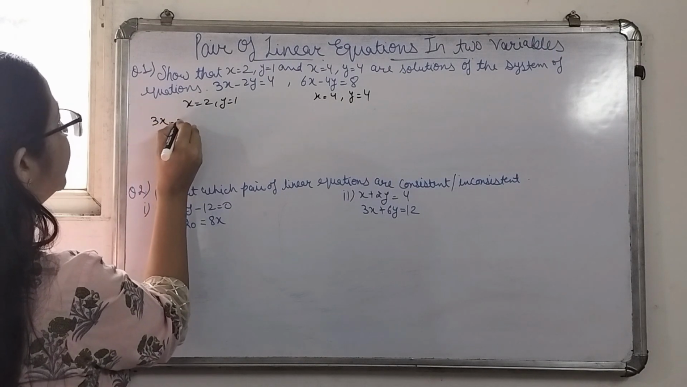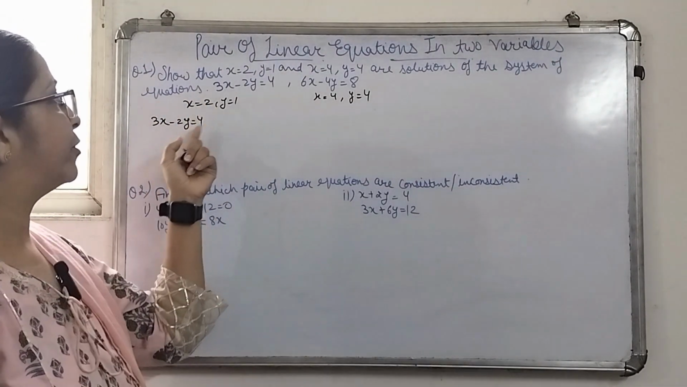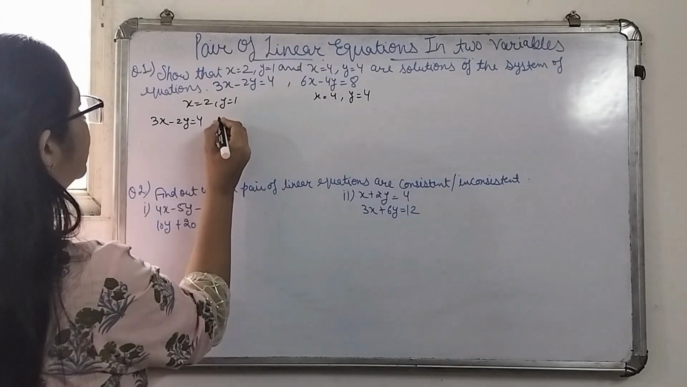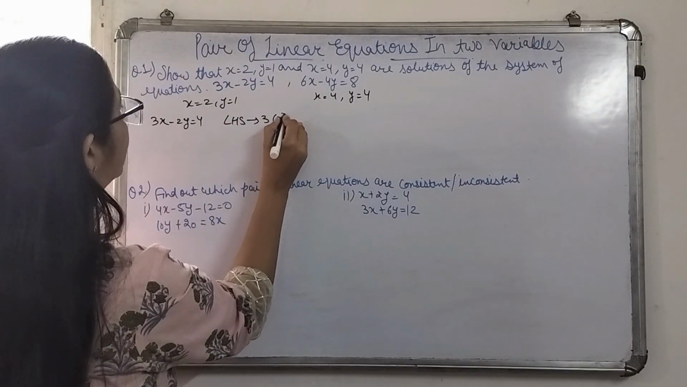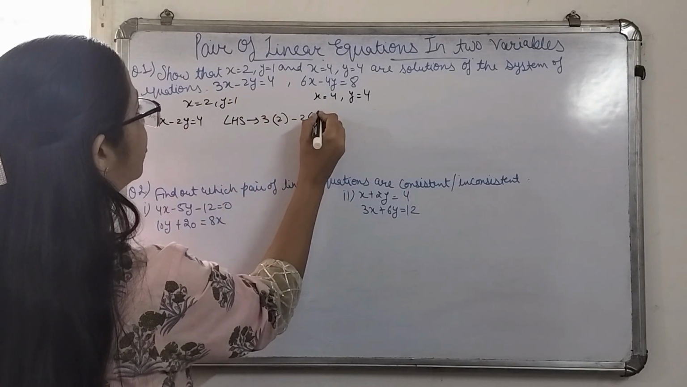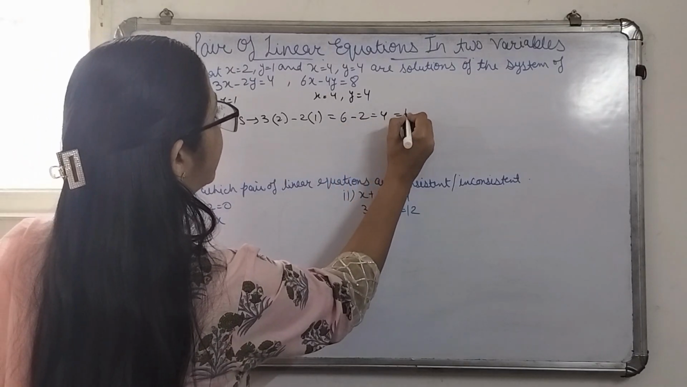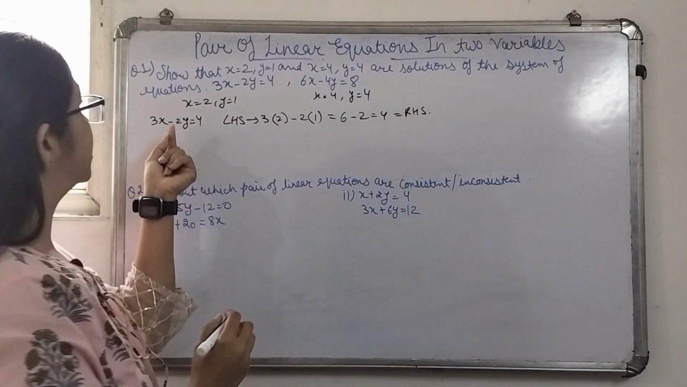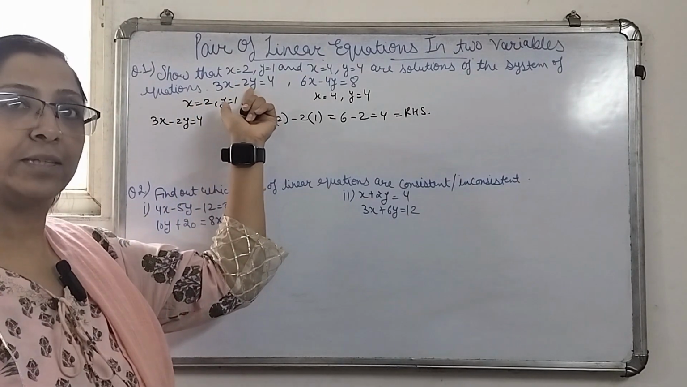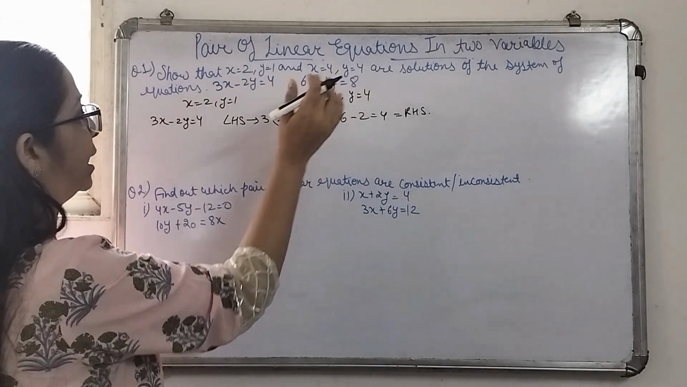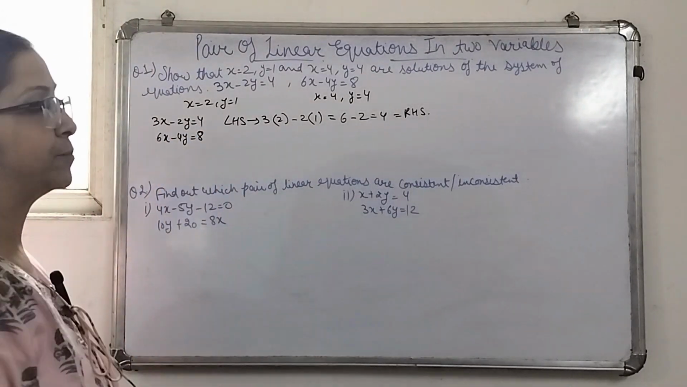It is 3x - 2y = 4. If we put x = 2 and y = 1 in this equation, the LHS will become 3 multiplied by 2 minus 2 multiplied by 1. So it will be 3 twos are 6 minus 2, that is 4. It is equal to your RHS. That means x = 2 and y = 1 is satisfying this equation. Now let's check for the other equation, that is 6x - 4y = 8.